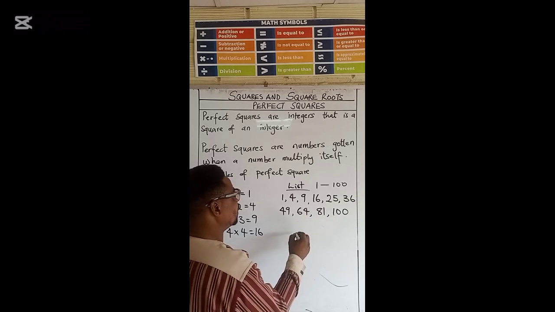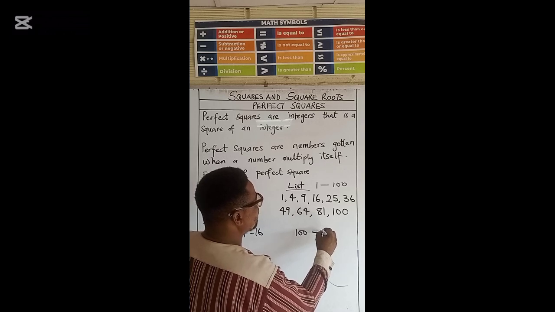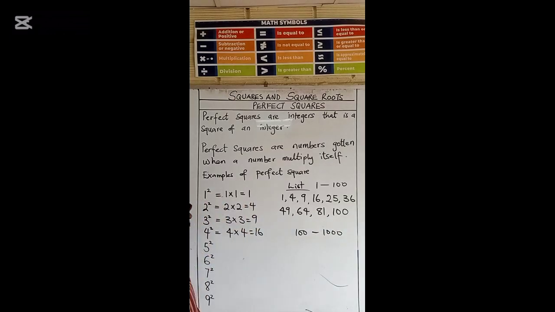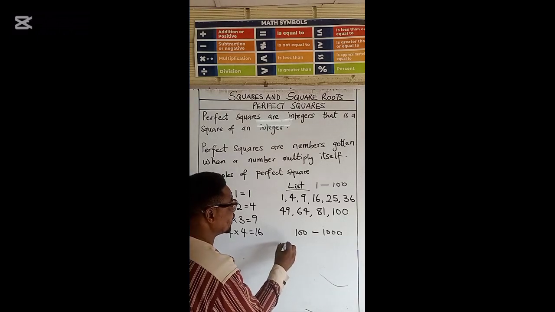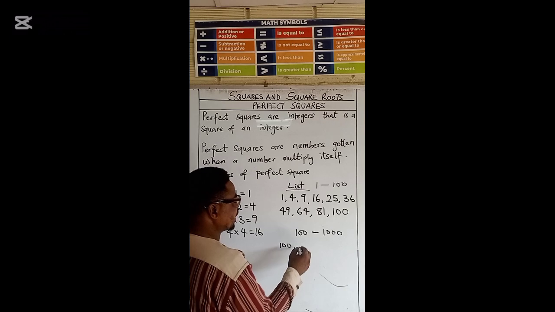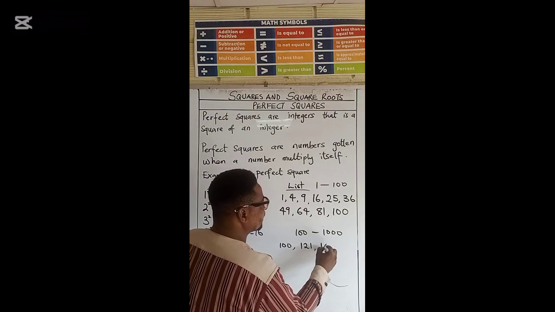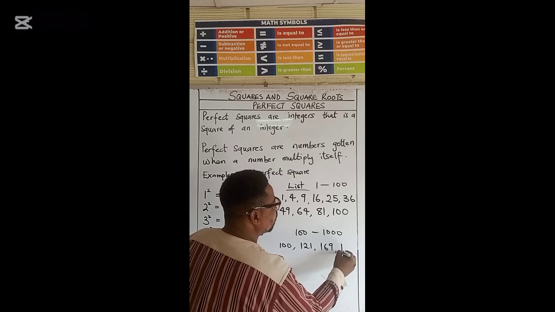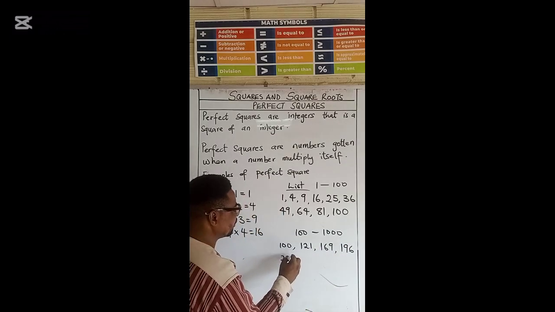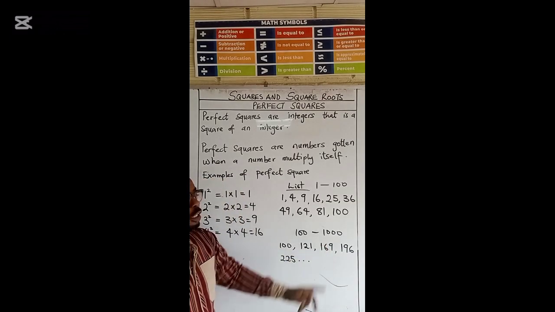Let's say we are going to list from 100 to 1,000. So we are going to start from 100. 10 times 10 is 100. 11 times 11 is 121. 13 times 13 is 169. 14 times 14 is 196. 15 times 15 is 225. And so on. This is how you continue till you get to 1,000.